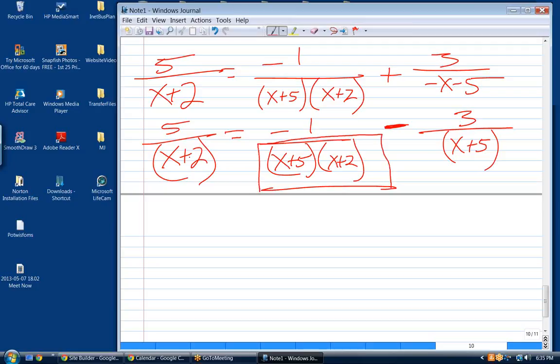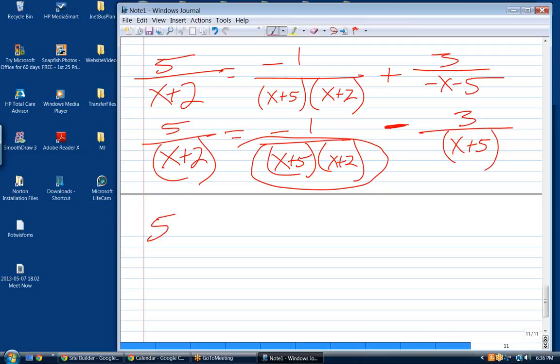That will get rid of this x plus 2, it'll get rid of this denominator, and it'll get rid of this x plus 5. You see how that does that? Yes. Okay, so what am I going to be left with on the left side of the equation when I multiply every term by this? What's the left side become?